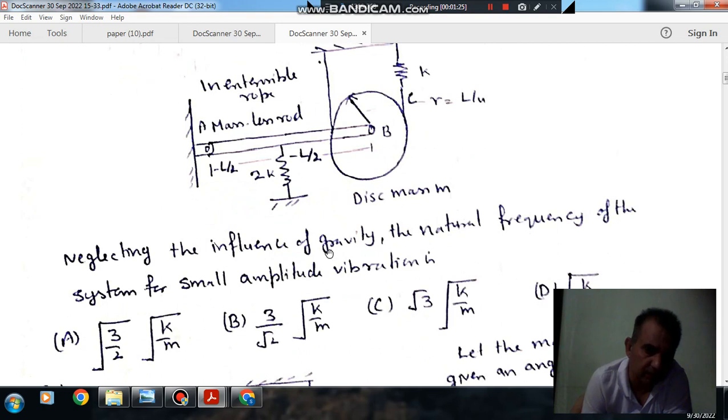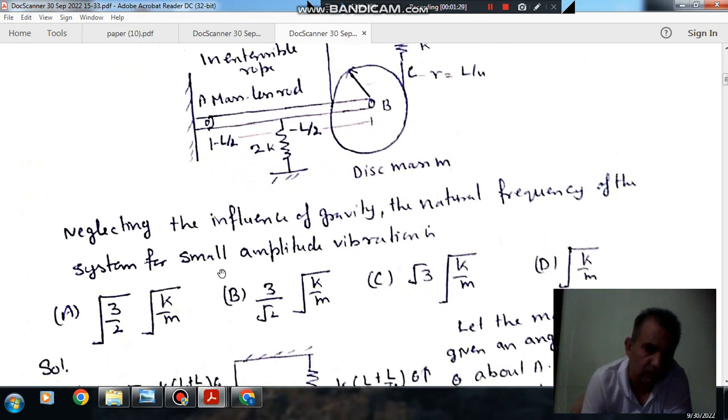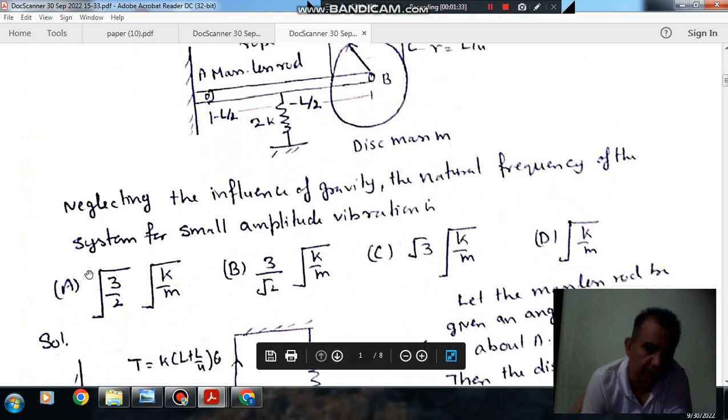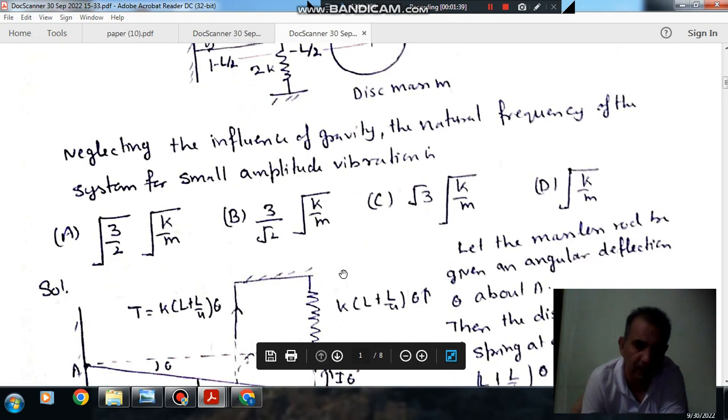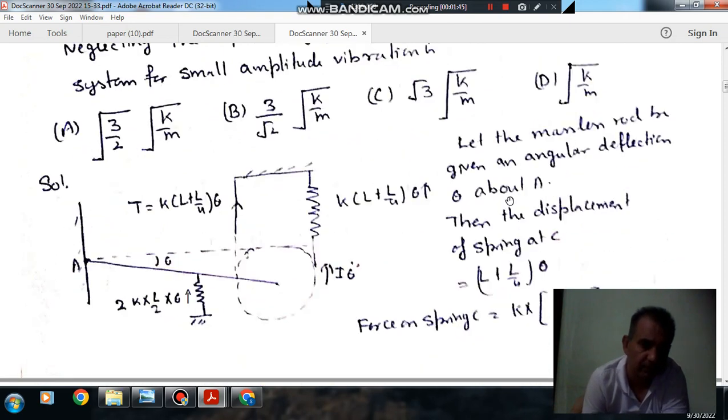Neglecting the influence of gravity, the natural frequency of the system for small amplitude vibration is: option A, root 3 by 2 root K by M; option B, 3 by root 2 root K by M; option C, root 3 root K by M; option D, root K by M.